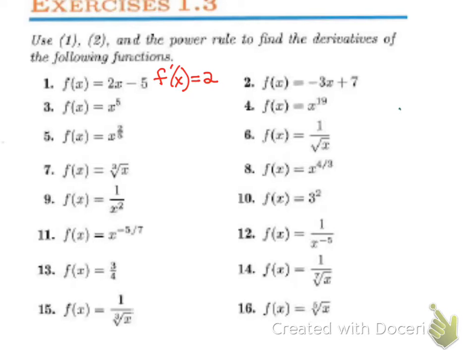Okay, the next one, number 3, I'll do it this way first. F prime of x equals 5x to the 4th. Okay, that should be pretty easy and pretty straightforward. A quick point: you cannot just say f of x equals x to the 5th equals 5x to the 4th. That makes no sense.